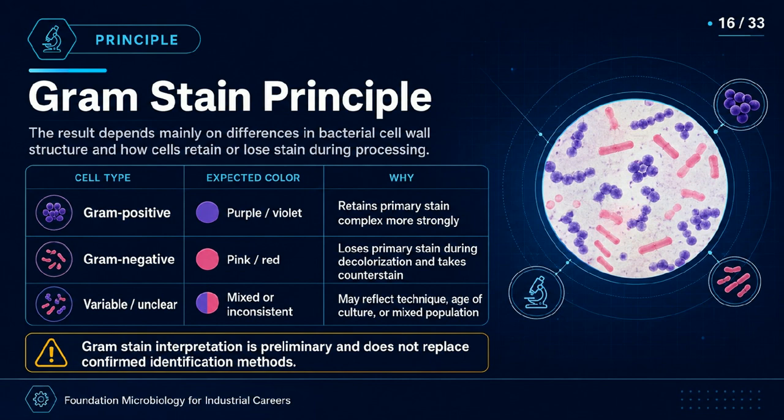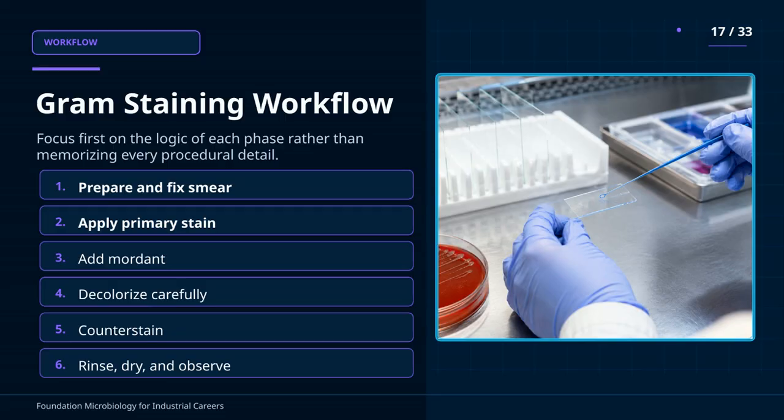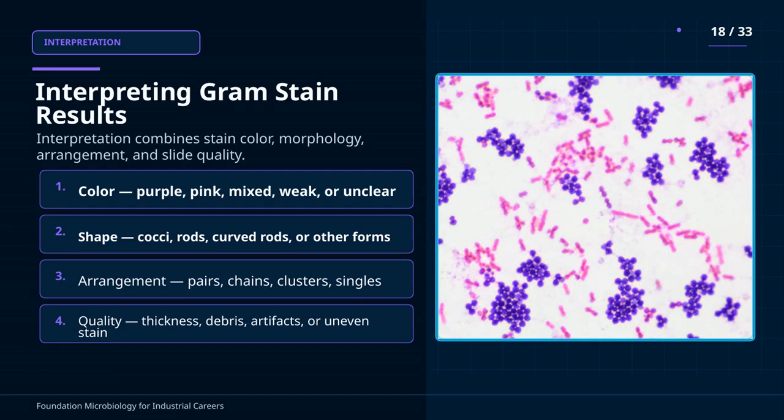The gram staining workflow includes smear preparation, fixation, primary staining, mordant application, careful decolorization, counterstaining, and final observation. Decolorization is especially technique-sensitive because too much or too little can produce a false reaction. Interpret a gram stain by considering color, cell shape, arrangement, and the quality of the slide. A clear report describes what is seen, such as gram-positive cocci in clusters or gram-negative rods, without over-identifying the organism.